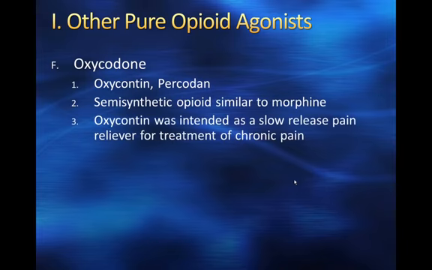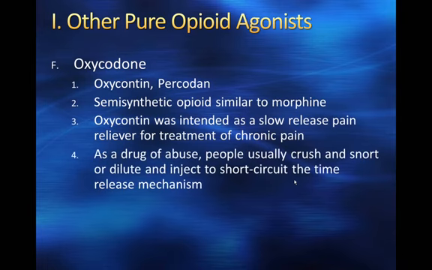OxyContin is particularly powerful, and it was originally intended as a slow-release pain reliever for treatment of chronic pain. However, being clever as drug abusers are, people will usually crush and then either snort or dilute and then inject these pills to short-circuit the time-release mechanism. So rather than getting a slow, steady, small dose, they are able to get a high dose, and that's why they get high off of it. Oftentimes they will transition from abusing OxyContin to heroin. In fact, OxyContin is known as hillbilly heroin.